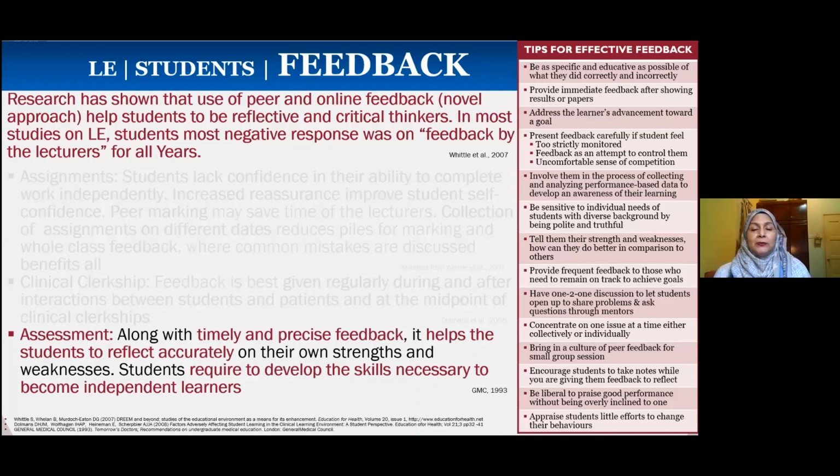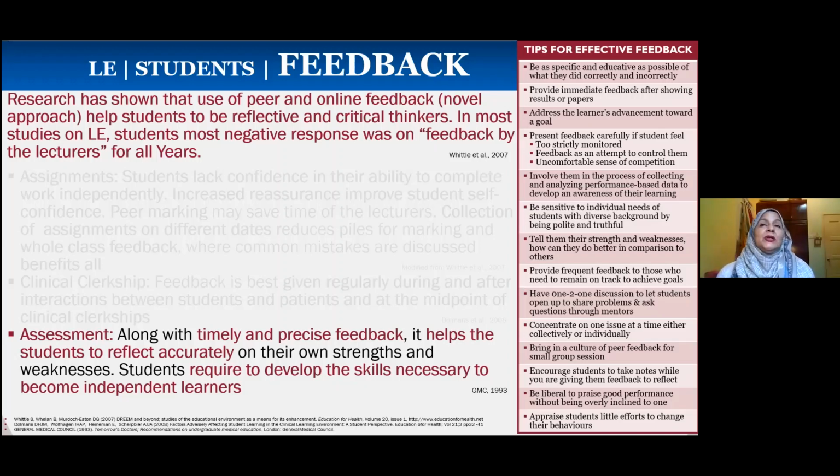Students are required to develop the skills necessary to become independent learners. The GMC thought that the students are adult enough to develop skills necessary to become independent learners, so they should be able to assess themselves for that. But generally speaking, the practice over here, mostly in Malaysia, is that soon after the examination, the feedback is given to the student, in the form of what they have performed.